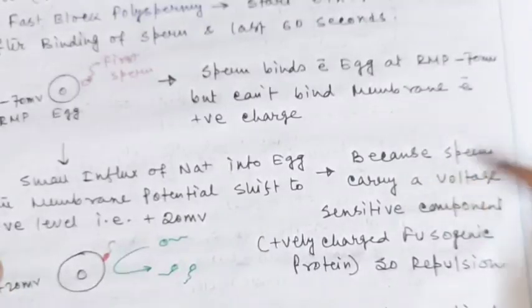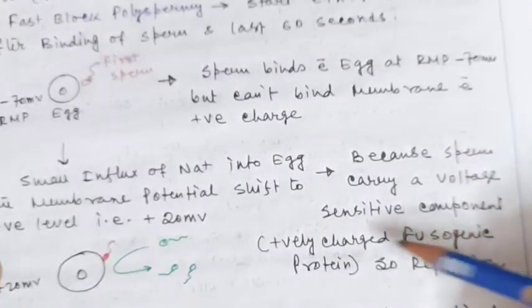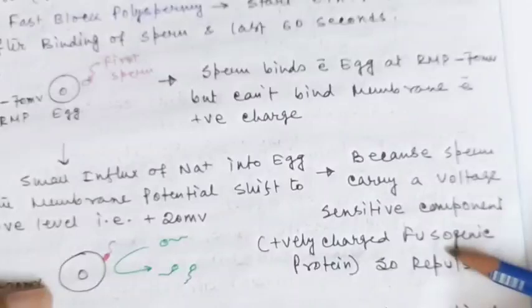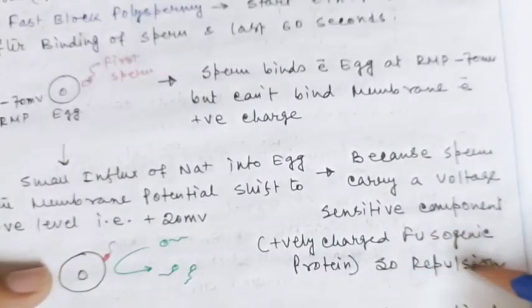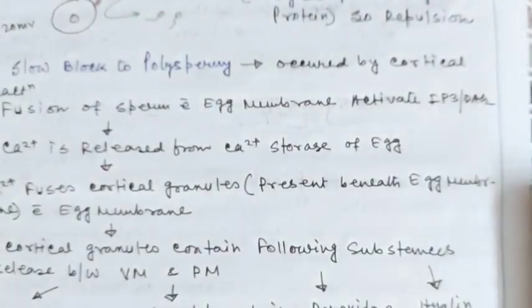Sperm carry a voltage sensitive component, which is called the positively charged fusogenic protein, and the egg membrane also becomes positively charged, so a repulsion can be seen, and this is called the fast block to polyspermy. And the slow block to polyspermy occurs by the cortical reaction.